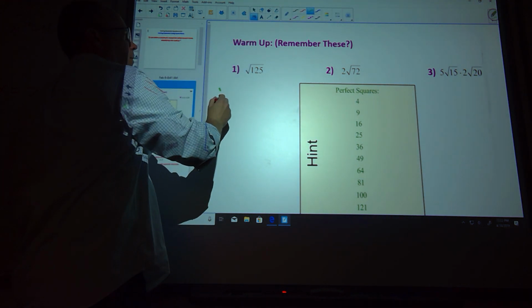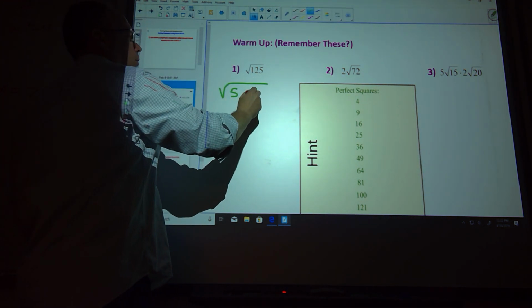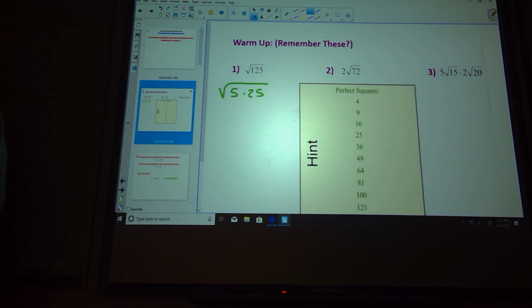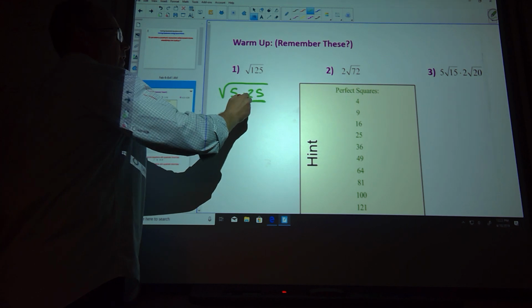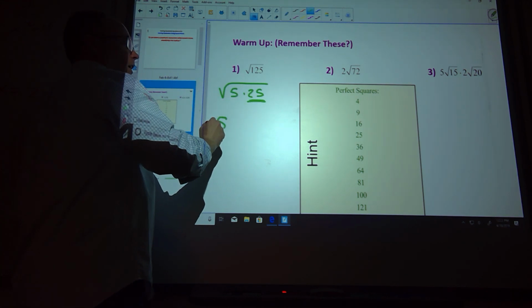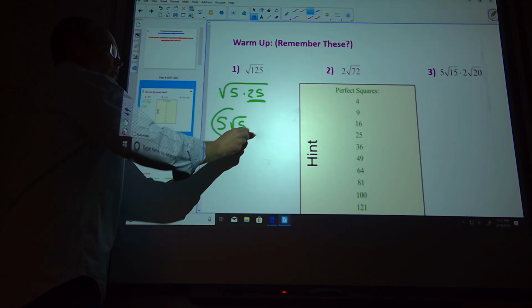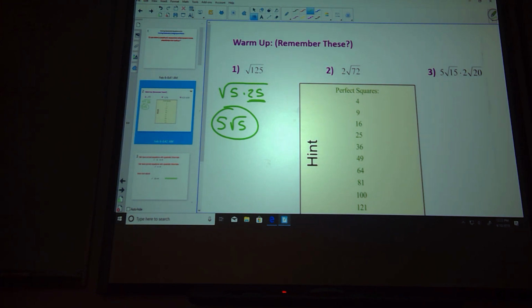If you look at this, you might recognize that 5 times 25 would be 125. Do you agree? What's the square root of 25? 5, so a 5 comes out, so I get 5 square root of 5 for an answer. That's done. That's a nice exact answer. And I know we had nice conversations about exact answers.